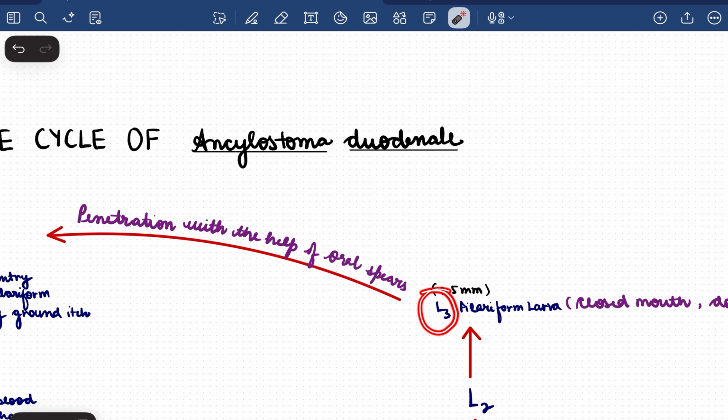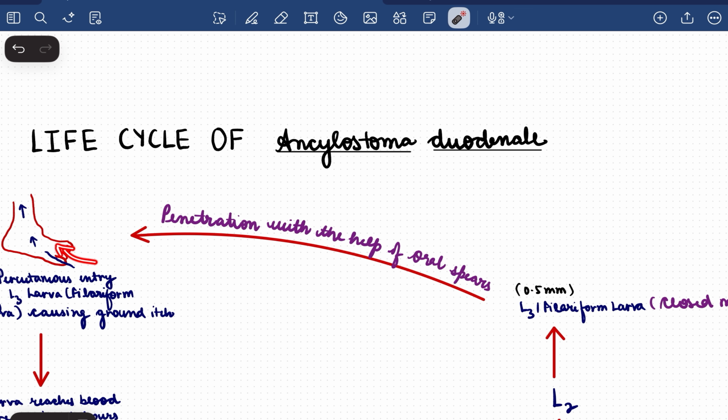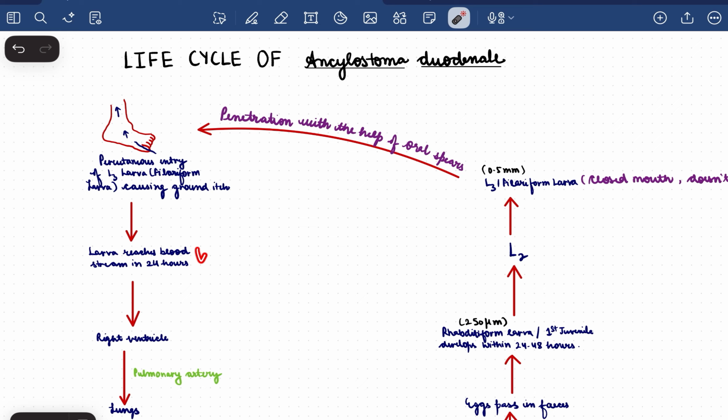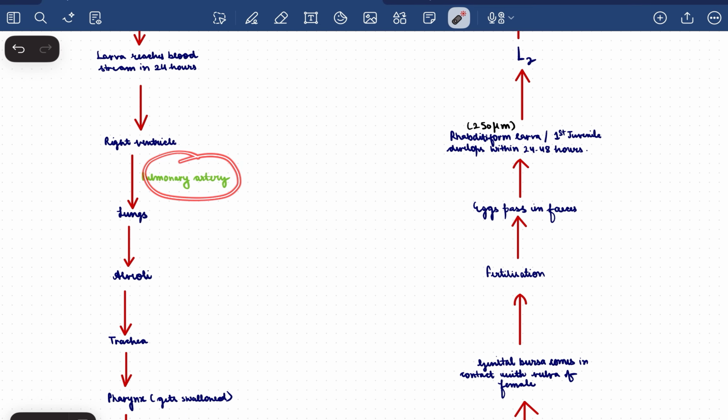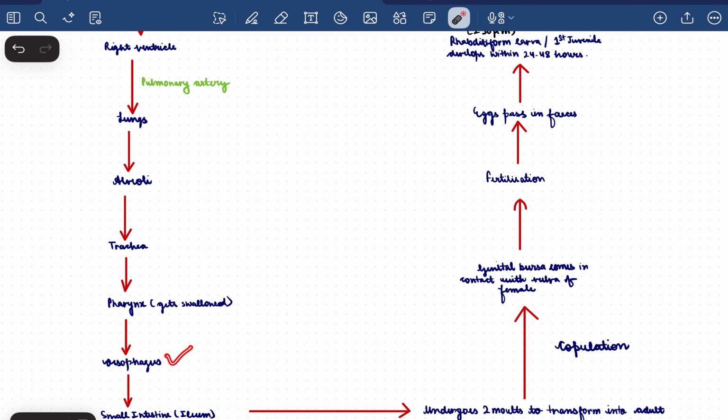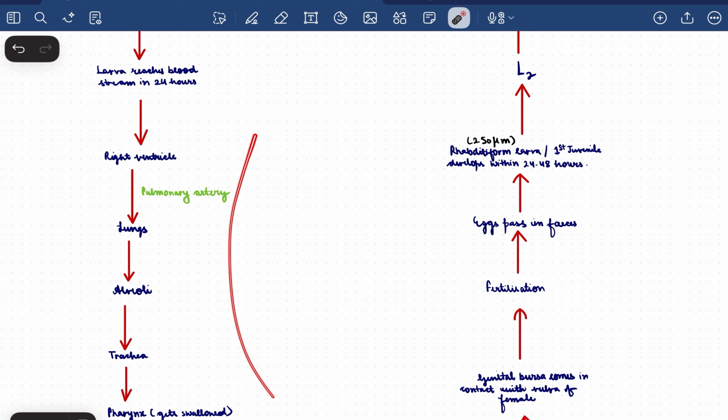Then this L3 larva, when it comes in contact with feet, because it is lying in the ground, right? Let's say someone is walking barefoot and it comes in contact with the feet, it penetrates with the help of oral spears. So that's how the life cycle is. L3 larva, when it finds bare feet, it penetrates, reaches blood, right ventricle, then with the help of the entry in the pulmonary artery, it reaches lungs, alveoli, trachea, pharynx, esophagus, small intestine, and the whole cycle continues.